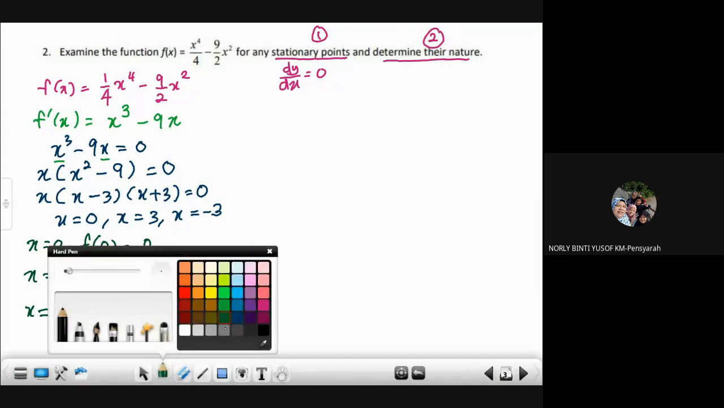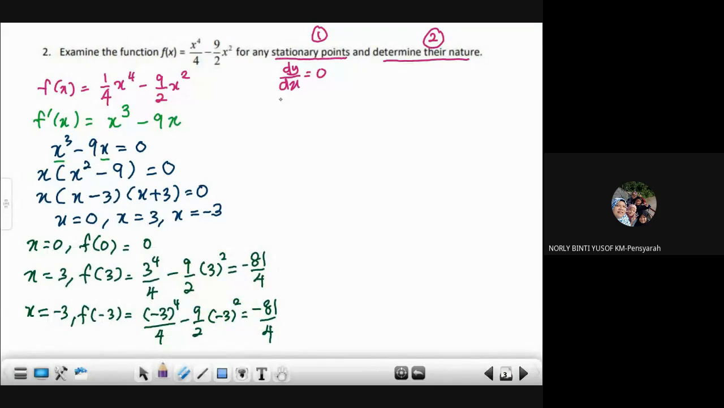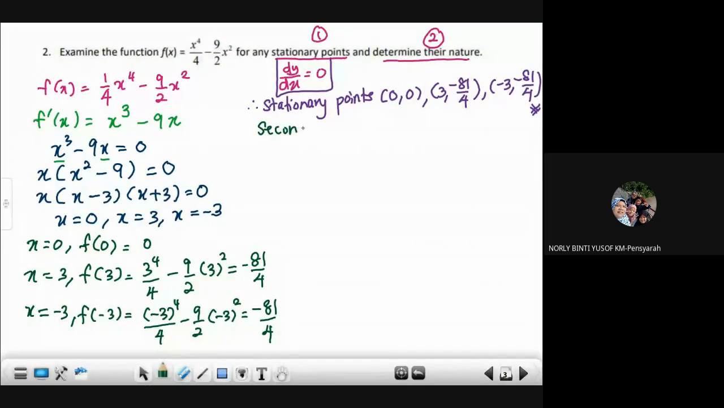Okay, then write the answer for the first part. Stationary points are 0, 0; 3, negative 81 over 4; negative 3, negative 81 over 4. So that is your stationary point. Now you want to know the nature of the points. So you use the second derivative test.